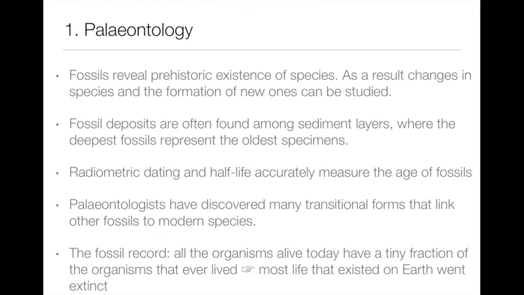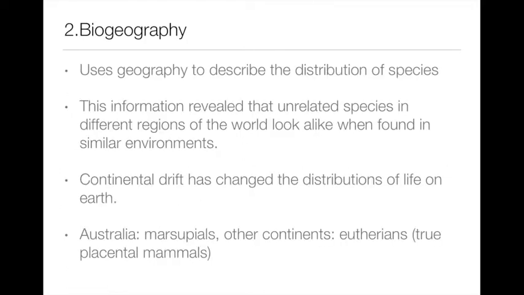Then we've got biogeography. It uses geography to describe the distribution of species. This information has revealed that unrelated species in different regions of the world look alike when found in similar environments. This provides strong evidence for the role of the natural selection in evolution. Now, according to the theory of plate tectonics, continents and oceans rest on giant plates of the Earth's crust that flow on top of the hot mantle.